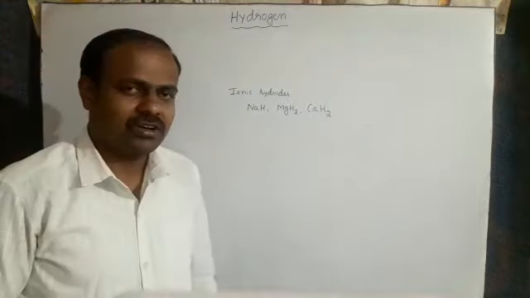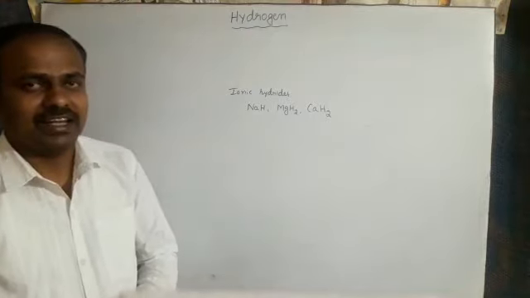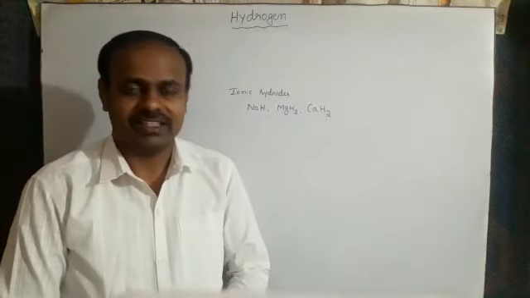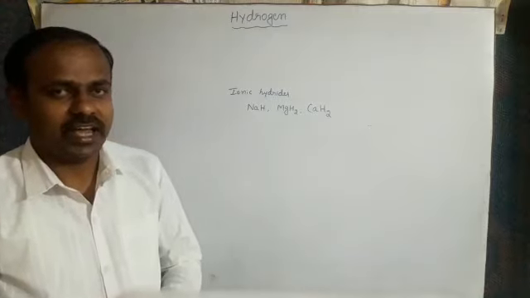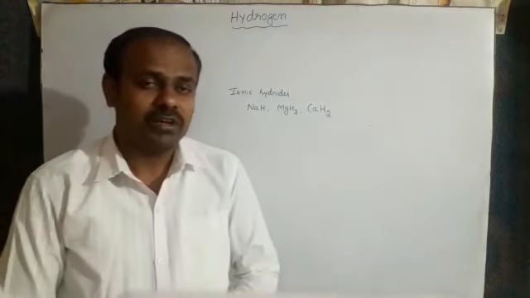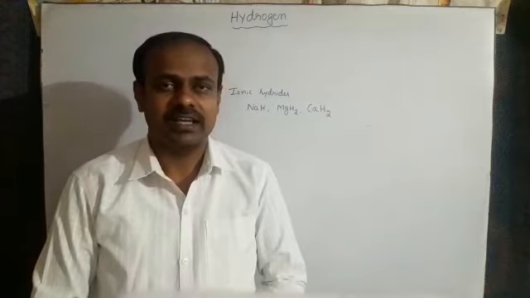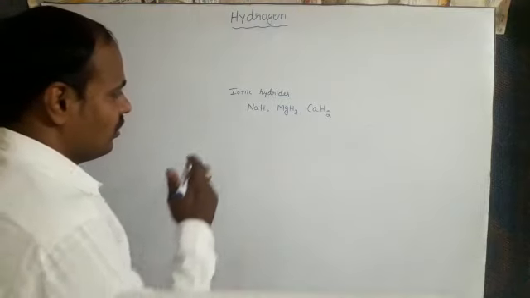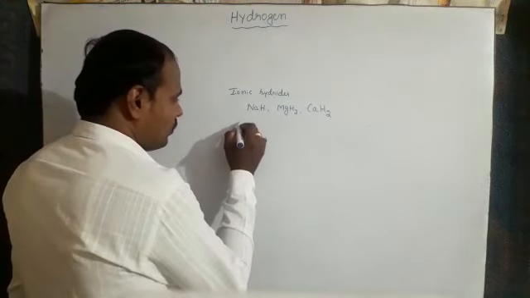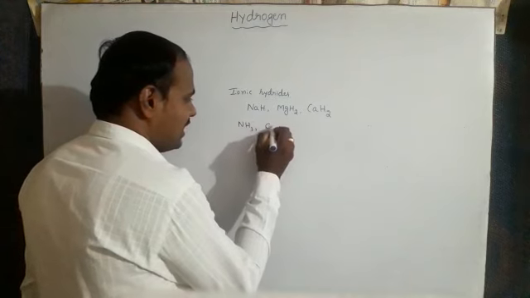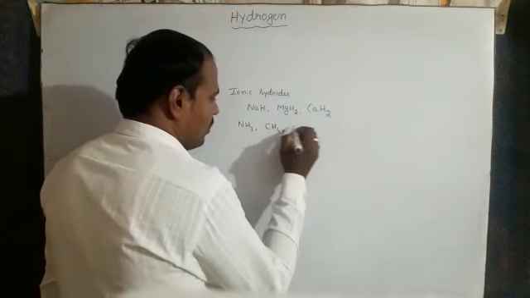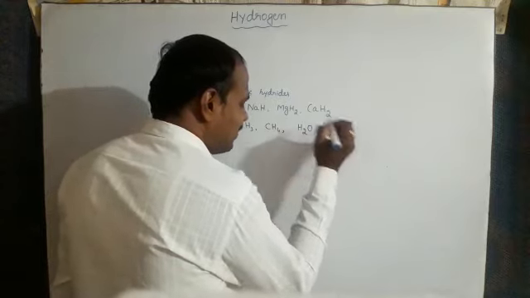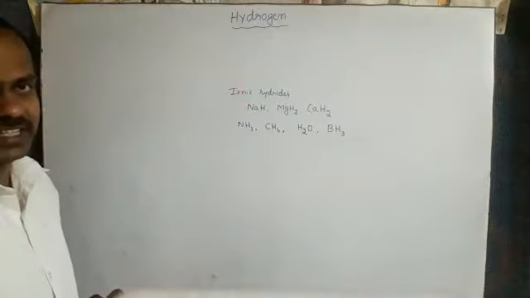The next one is covalent hydrides. What are covalent hydrides? Covalent hydrides are formed when dihydrogen gas reacts with only p-block elements except noble gases. For example, NH3, CH4, H2O, BH3 are examples of covalent hydrides.